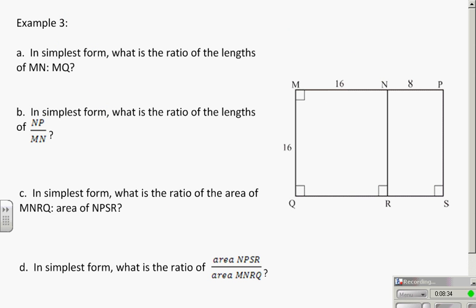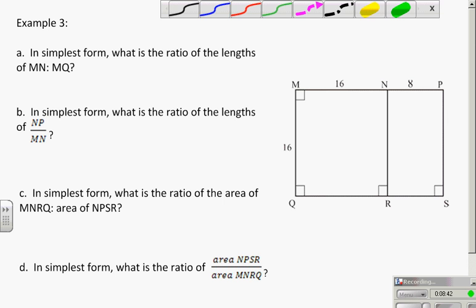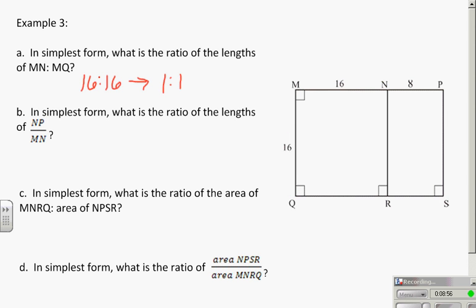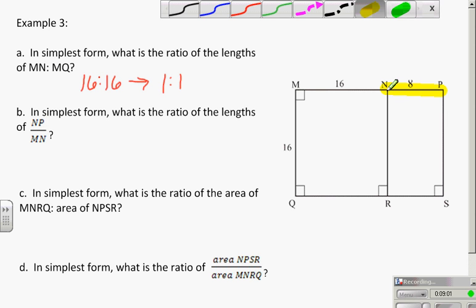Now we're going to take this ratio idea into our geometry ideas. So in simplest form, what is the ratio of length of MN to NQ? And that's pretty easy to see that it is 16 to 16, which reduces to 1 to 1. When we look at the next example, we've got NP compared to MN. And when we look at that one, we have 8 to 16, which is going to reduce to 1/2.